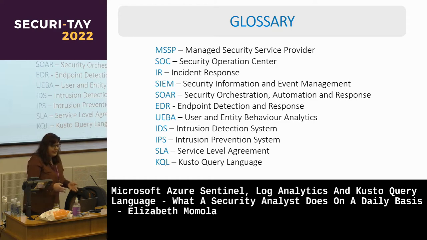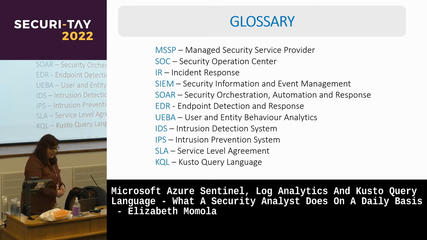And then we also have SLAs that very often come up in different job adverts. That stands for service level agreement. And it's an agreement on how quickly you as an analyst or the company need to respond to a particular activity. Obviously, it's very important to classify the priority of different things, how they need to be investigated. So SLA really allows you to prioritize your workload and decide what needs to be looked at in the first place. And last but not least, and you probably heard me using this abbreviation, it's KQL, which is Kusto Query Language. And we'll look in depth at what it is and how you can use it in a second.